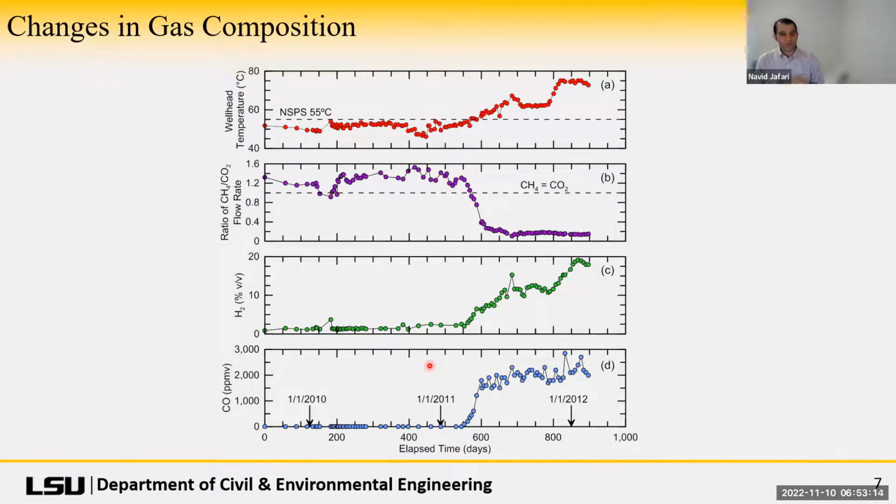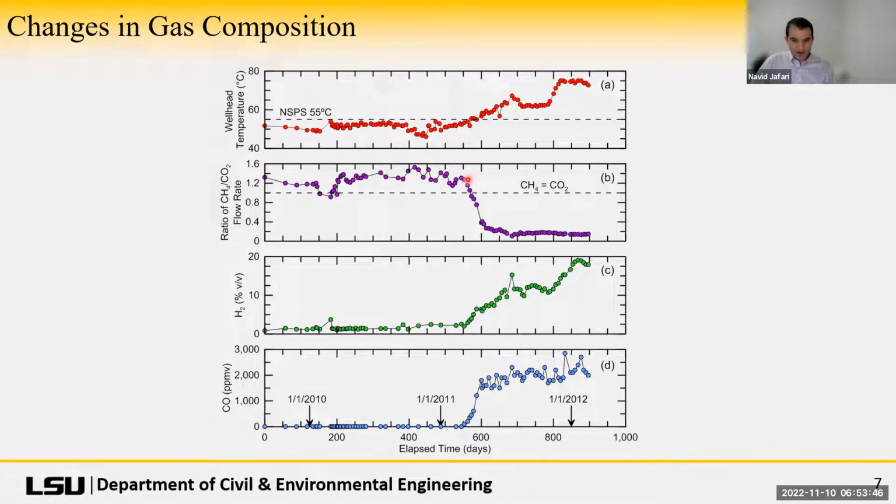So one of the first things that we see from the gas extraction well is changes in temperature correlated to changes in gas composition. As an example, this is one well that gives an idea of the general behavior from many of the wells from the site. Wellhead temperatures are well below the 55 degrees C from NSPS, and the ratio of methane to carbon dioxide is about 1, which signifies methane and carbon dioxide being produced equally. And so everything is well.